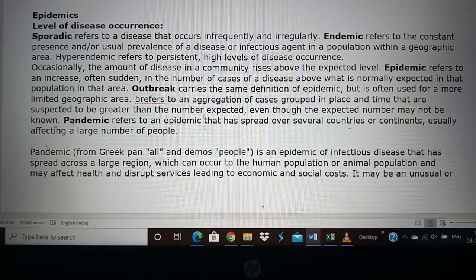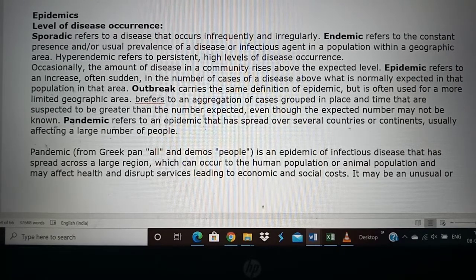So based on the number of cases and the type of cases, we can divide them into different categories. So that is what we are going to see, the level of disease occurrence and what it is called. So sporadic means disease which occurs infrequently and irregularly. That means it is not frequent, it is not regular. It just happens that somebody gets the disease and then there are 1,000 people who don't get the disease, then somebody else gets the disease. That means it's sporadic. It is not regular, it is not frequent.